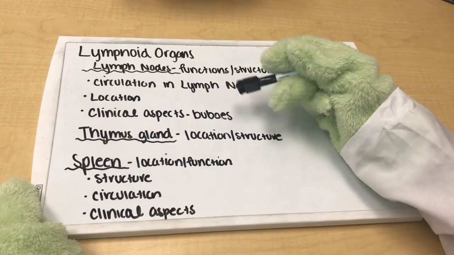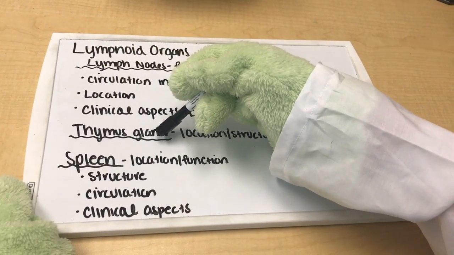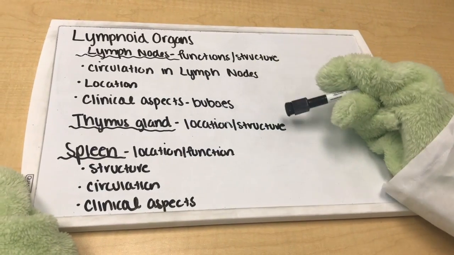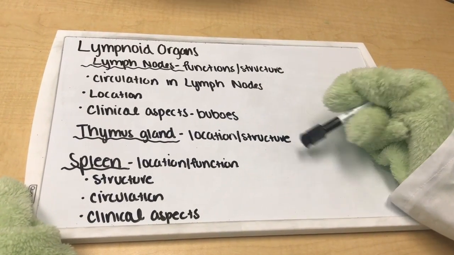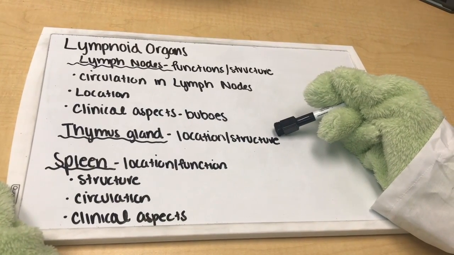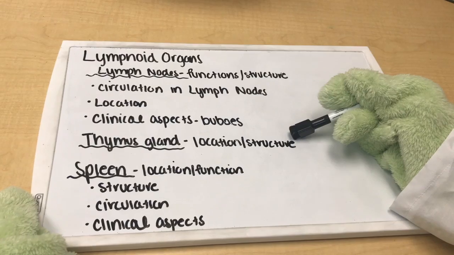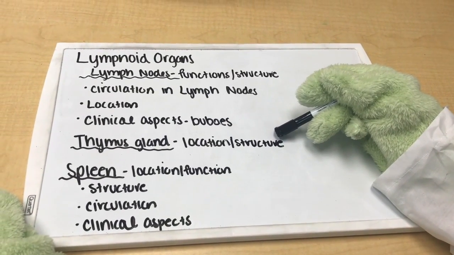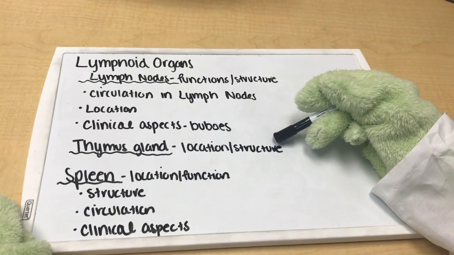The second lymphoid organ that we will be talking about is the thymus gland. It is located in the chest, under the sternum. Its structure includes lobes with capsules, stroma, and thymic lobules. The thymus is most active in children and degenerates as you get older.